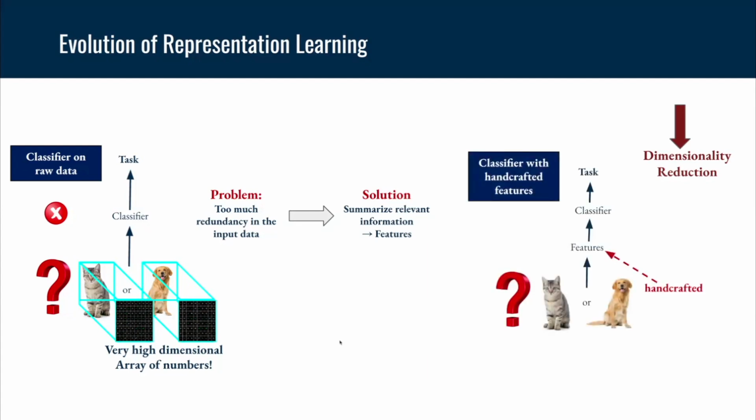So we extract whatever we think is relevant to characterize a cat and a dog, and then we extract and summarize these features, and then we try to learn a classifier, basically. So it kind of performs a little bit better, but it didn't really nail the task.